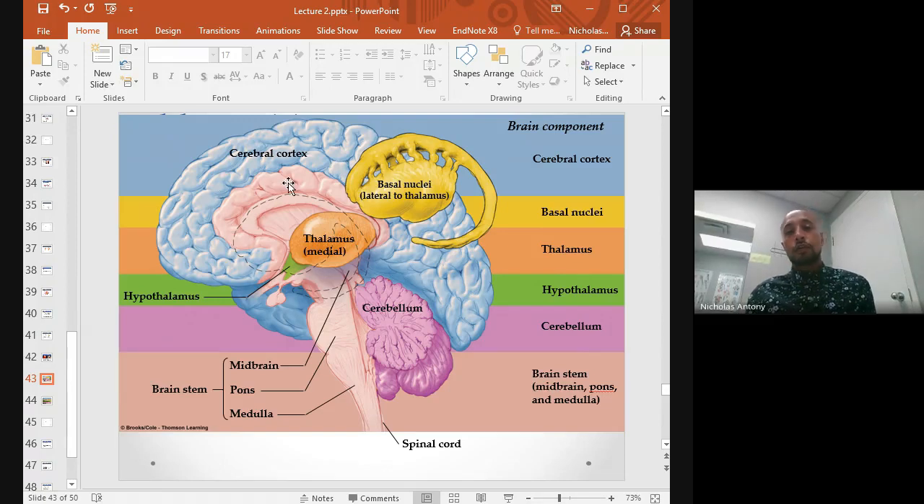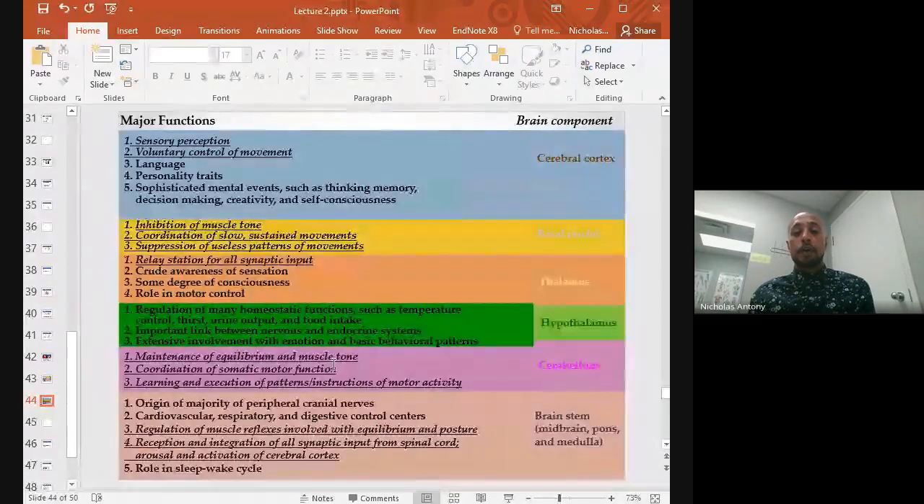This is just a color-coded diagram depicting the different things that we talked about. And then, so for the end of the course, you should be able to understand what each of the areas are. So sorry, not the end of the course, the end of the lecture. This is just an overview of what each is responsible for. So the areas that we talked about are responsible for.